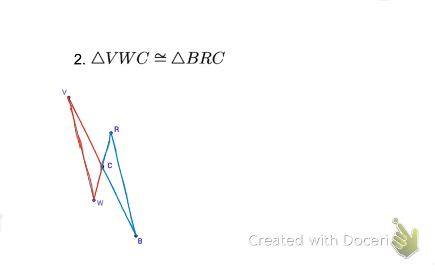For this problem, we're going to look at two triangles and try and find the vertical angle between the two triangles. So we have triangle VWC, which is in red. And then we have triangle BRC, and that one is in blue. Those two triangles are congruent, and we're trying to find out which angles are going to be vertical angles in this diagram. I'm going to put a little arc mark over the two angles which are vertical, shared by the red and blue triangle right here.